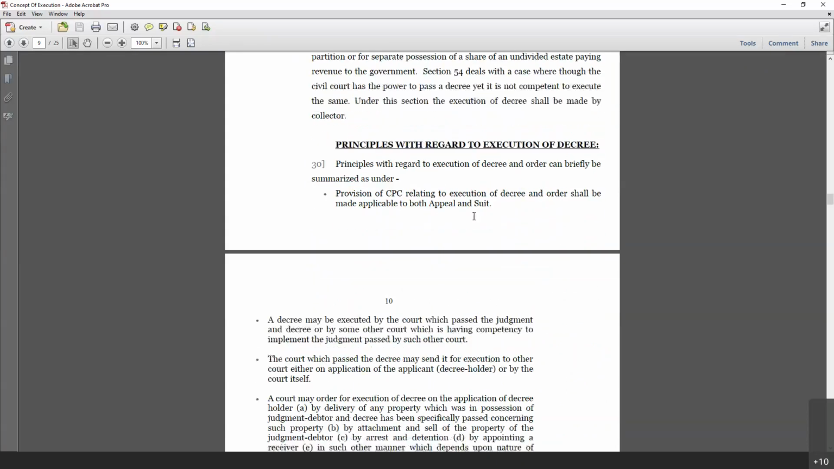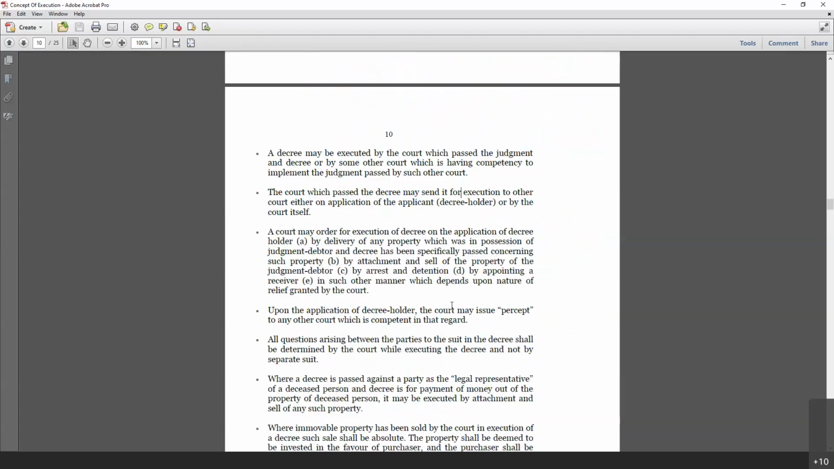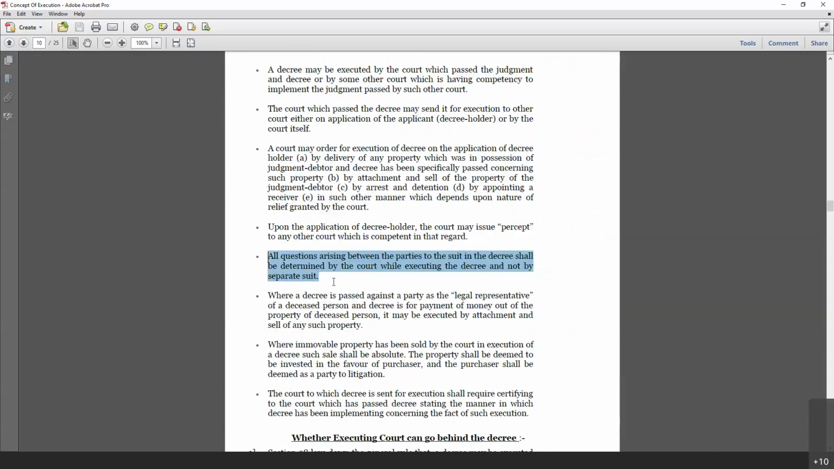Now, the general principles we have already gone through when we started with the lecture, in terms of the execution of the decree, what is the relevant court, what is the court having competency, etc. Now, please remember one important element, which is this. All questions arising between the parties to the suit and the decree shall be determined by the court while executing the decree and not by a separate suit. What this means is, if you were parties to a suit, and now the execution is filed qua the decree, this is to ensure that the judgment debtor does not get the chance to initiate an independent litigation to try and defeat the decree.